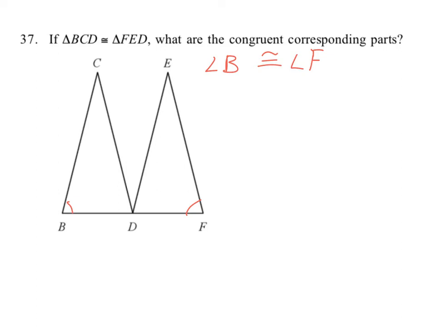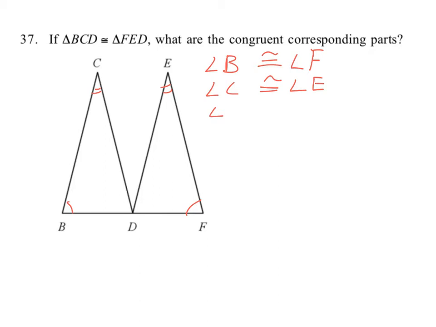Angle C is congruent to, well, that's the middle letter, and the middle letter here is E. So angle C is congruent to angle E. And lastly, let's mark those. And lastly, for the angles, the letter D is on the end of each one. So we've got angle D is congruent to angle D.